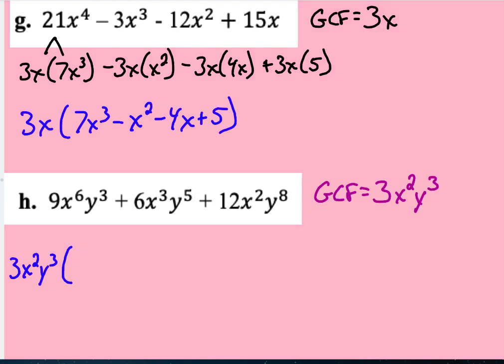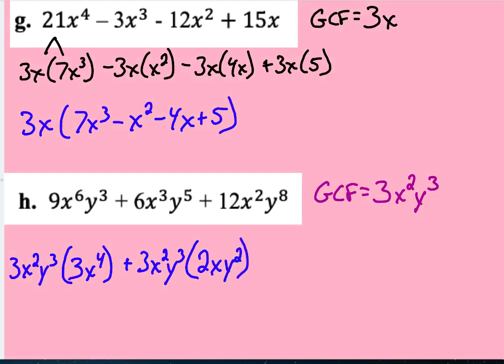Well, for my first one, the 9 breaks into a 3 and a 3. For the x's, I took away 2, so I'm left with 4 of them. And then for my y's, I took all 3 y's, so I'm just left with 3x to the 4th. For the next one, 6 becomes 3 and a 2. X to the 3rd is x squared and just x. Y to the 5th is y to the 3rd and y to the 2nd. So I'm kind of seeing what's left over after I've pulled out that common factor.